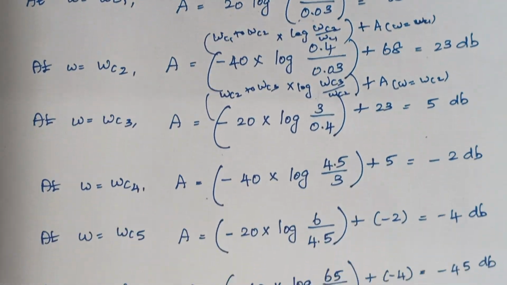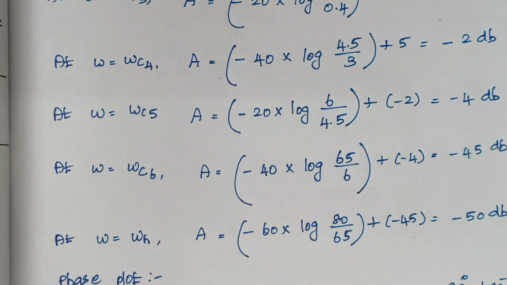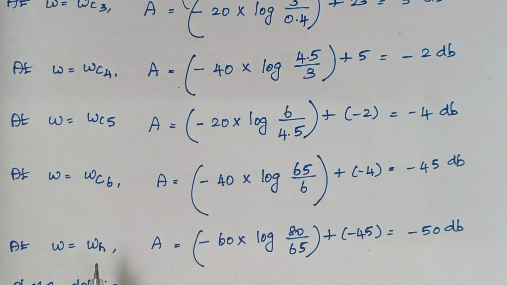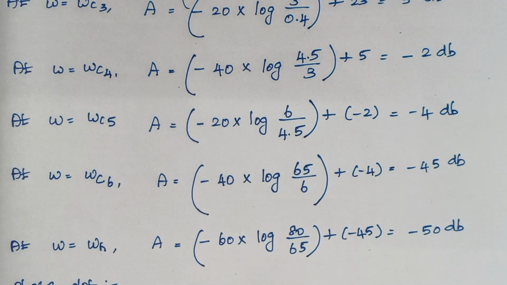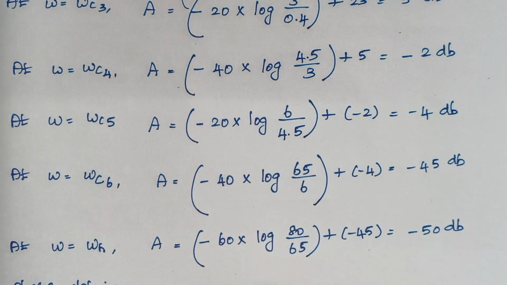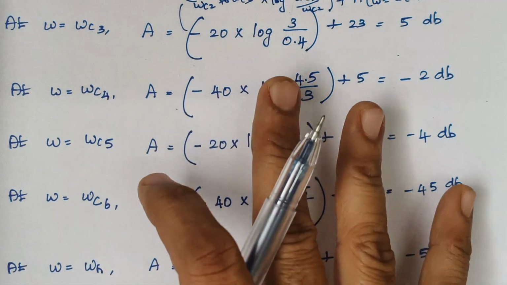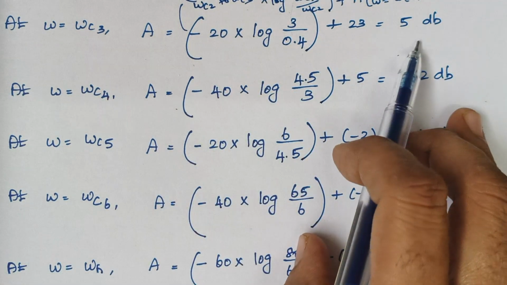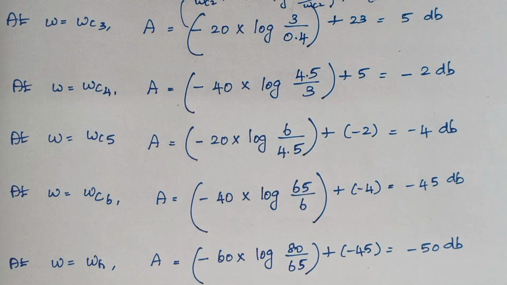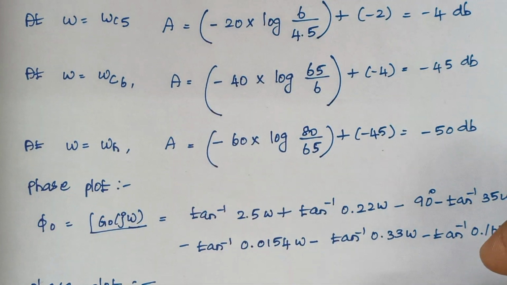Likewise, we have to calculate the magnitude till omega equal to omega H, right? This is the same procedure as we followed in the previous case, okay? No changes in it. Just write down the formula, substitute the values and calculate the magnitude. That's it. And the next thing is we are proceeding to the phase plot.